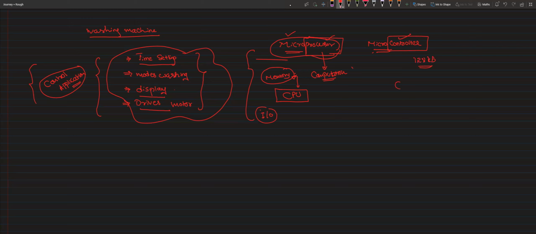Whereas in the controller, you will have the central processing unit followed by all the peripherals, like your memory, timer, UART. All these we call peripherals, in a single IC. If you buy one IC with some pins, everything is within that IC. Whereas in the microprocessor, only the CPU you will get inside the IC. The rest of the things you externally interface.